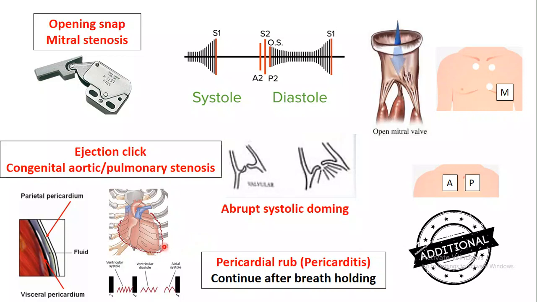How is this rub sound heard? Normally there are two layers of pericardium, visceral and parietal layers, and a little amount of fluid allows smooth movement of the heart during each beat. If these layers become inflamed and tough, then friction between these two layers causes the rub sound of pericardial rub, heard in patients with inflammation of this sac, or pericarditis.